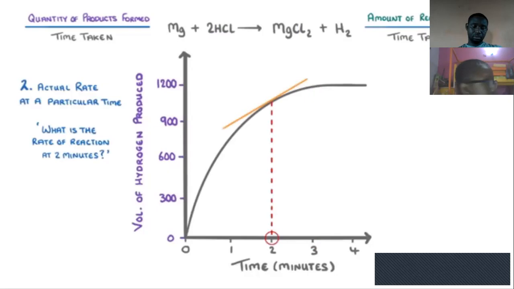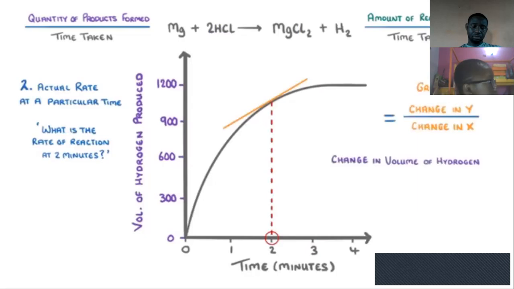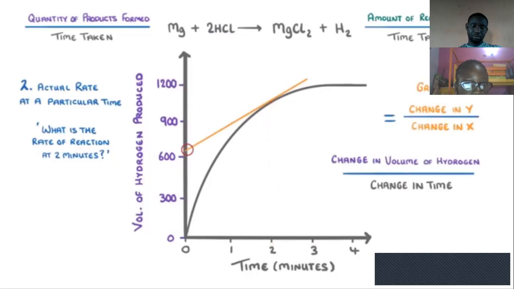Once we have our tangent drawn, we need to find the gradient of the line, which is equal to the change in y divided by the change in x, which in our case would be the change in the volume of hydrogen divided by the change in the time. The best way to do this is to make your line as long as possible so that it hits one of the axes. And then trace lines from the other end of your tangent to the y-axis and then to the x-axis.